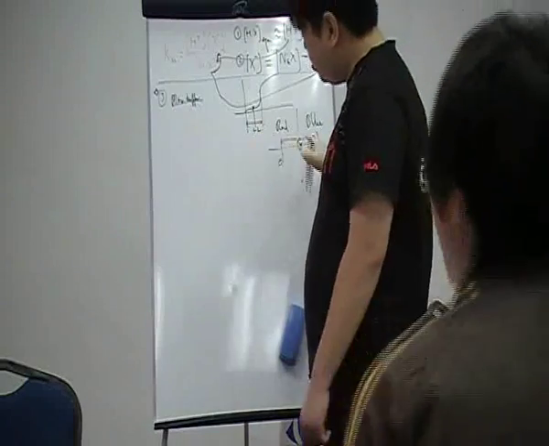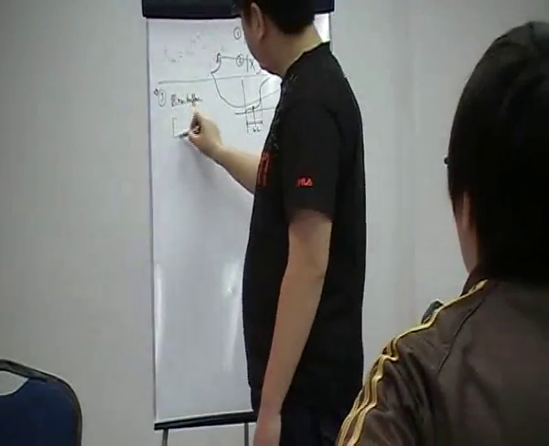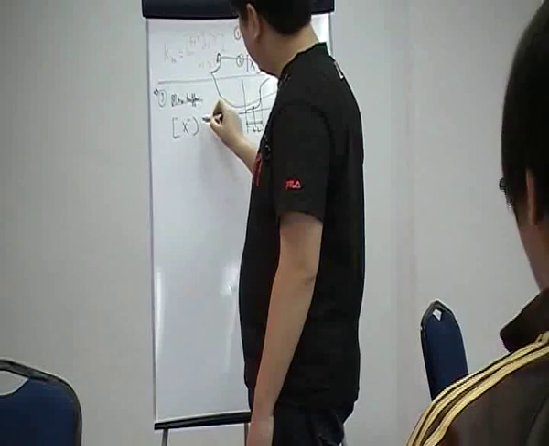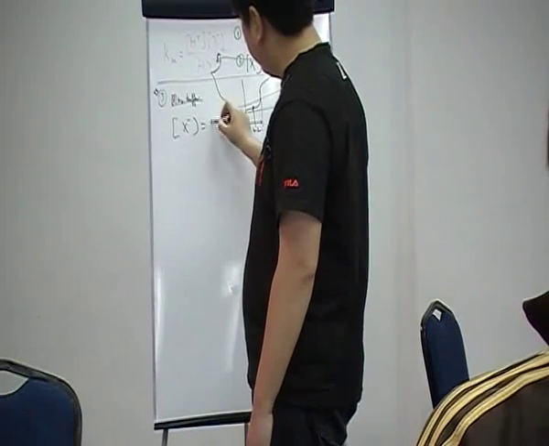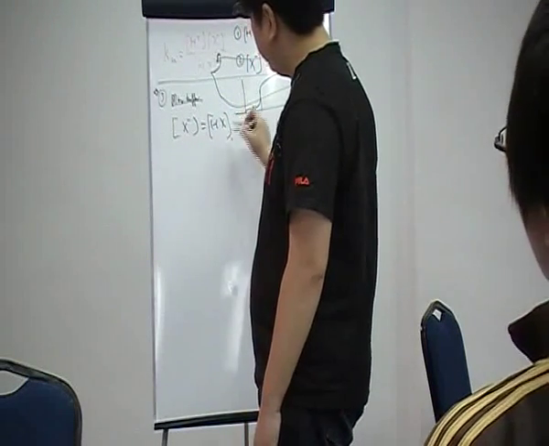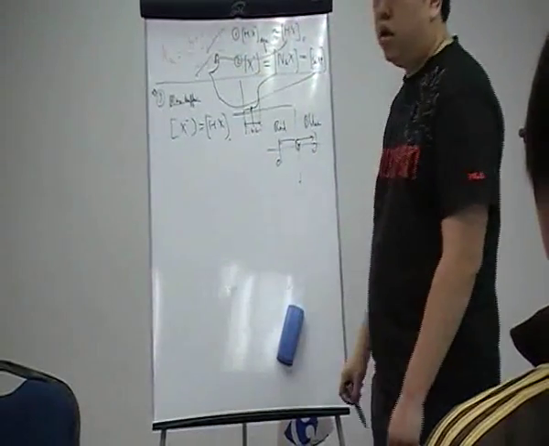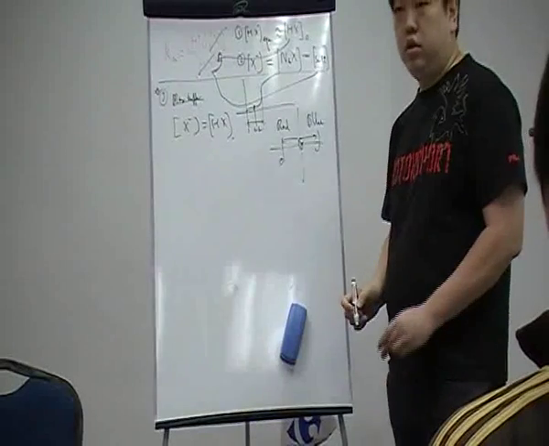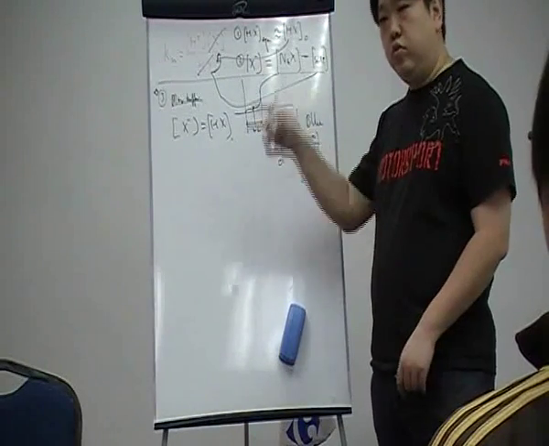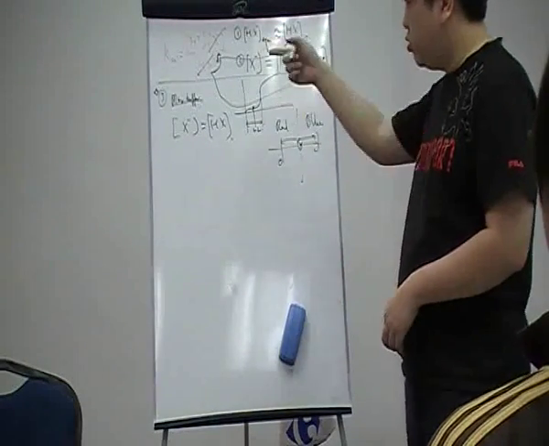So when it's maximum buffer, the concentration of your salt and your acid is the same. Okay, so these two cancel, right? The Ka actually equals the H+. So if you know the H+, you know the Ka also. If you know the Ka, straight away you know the H+.